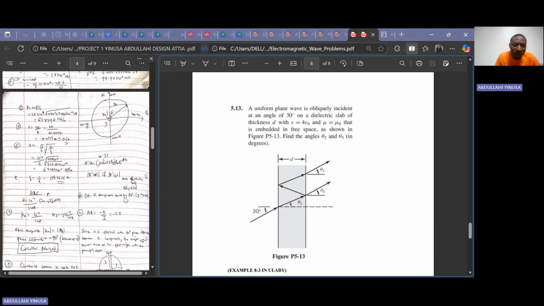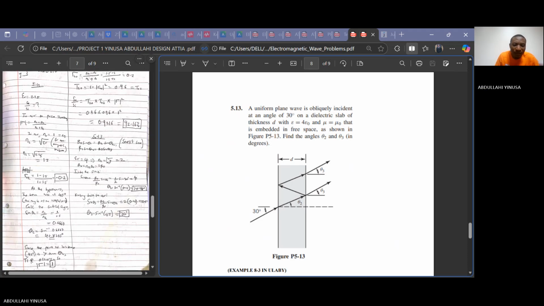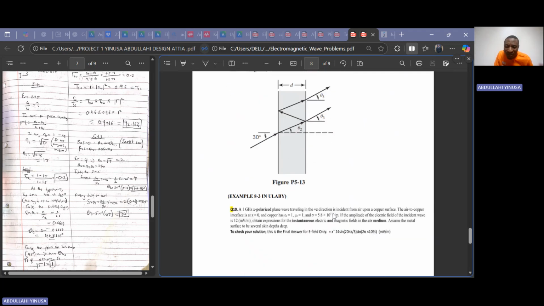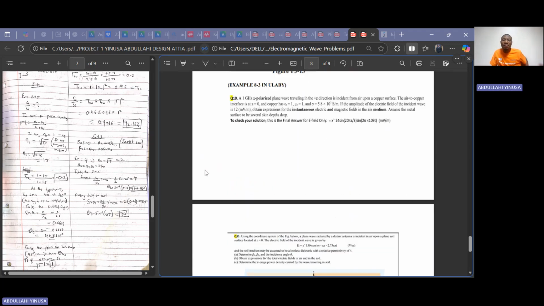This is 4.13. 5.13 is it. You apply Snell's law, so you make theta 1 the subject, you make theta 2 the subject of the formula, and you arrive at theta as this. The same thing with this. Simple as that.